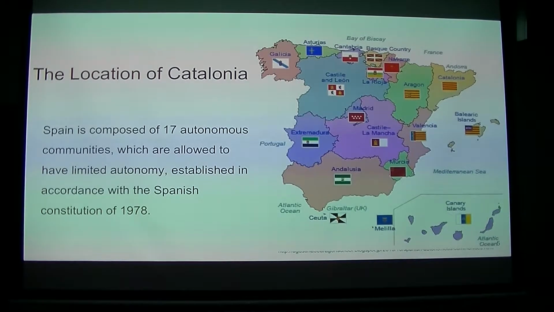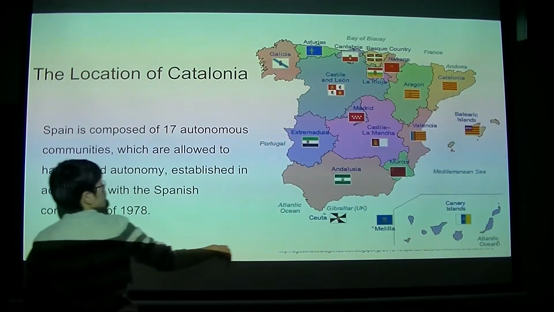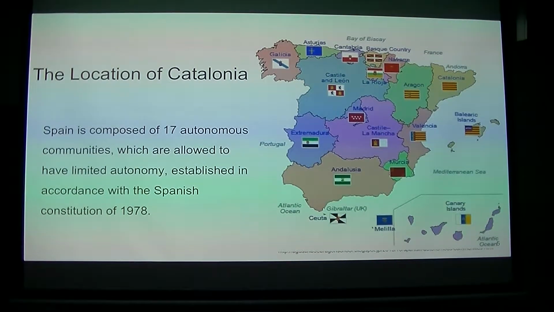Spain is composed of 17 autonomous communities, which are allowed to have limited autonomy, established in accordance with the Spanish Constitution of 1978. It was built after the end of Franco the dictator. After that, freedom and autonomy are allowed among each region. So this is quite different from the prefectures, todofuken, in Japan.